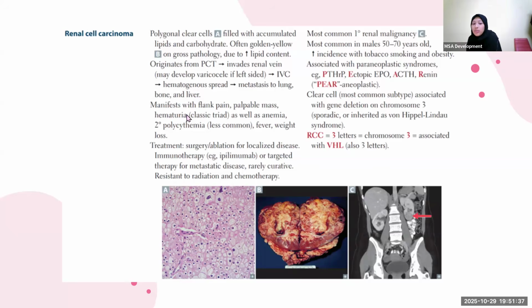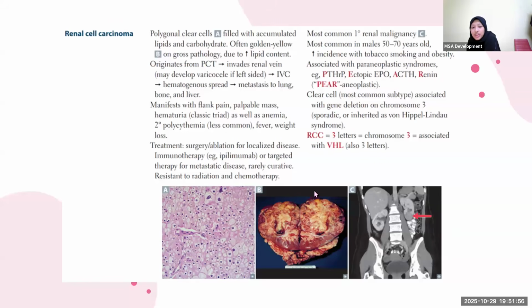So that's why we call it polycythemia. That means that the kidney is trying to recompensate for the anemia by increasing erythropoietin production, so EPO. You don't need to focus that much on treatment, just focus on this. Remember the clear cell carcinoma, right?